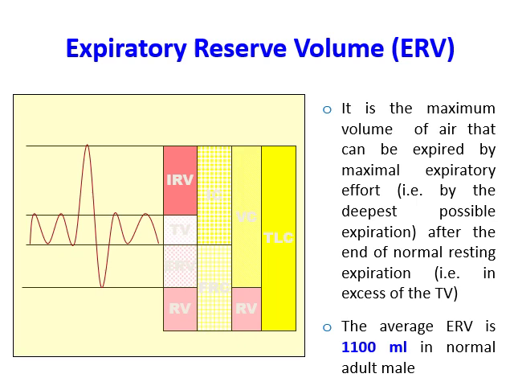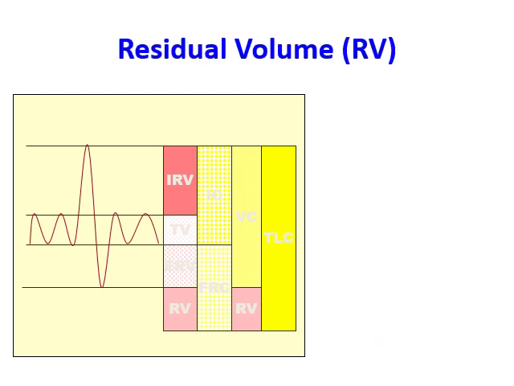Note that the expiratory reserve volume decreases in lung diseases associated with difficult expiration, as in asthma and emphysema. It's important to know that even following a maximum expiration, some air is left in the lung and the airways, because the negative intrapleural pressure prevents complete collapse of the lung. This will give us the fourth static lung volume, which is the residual volume.